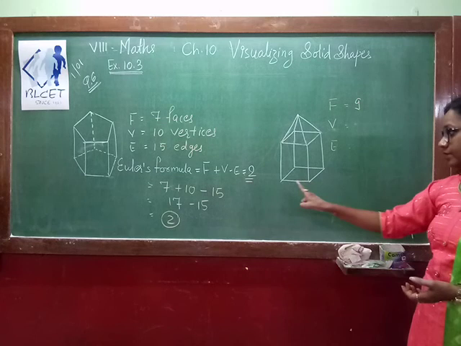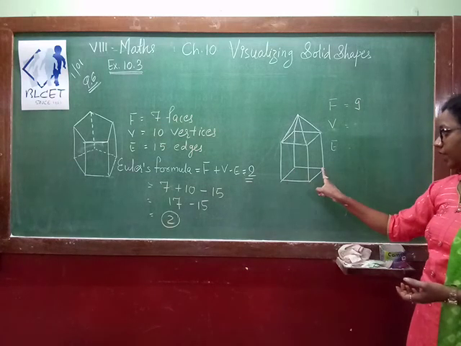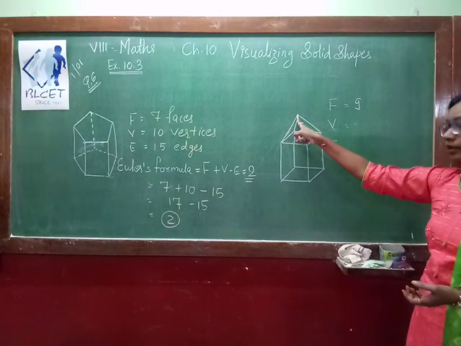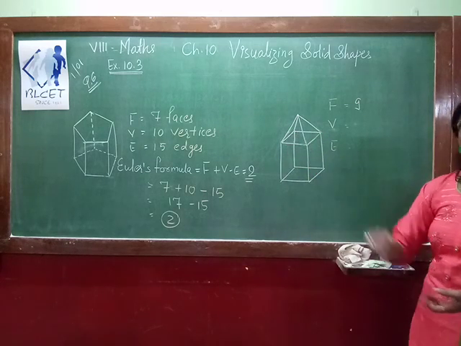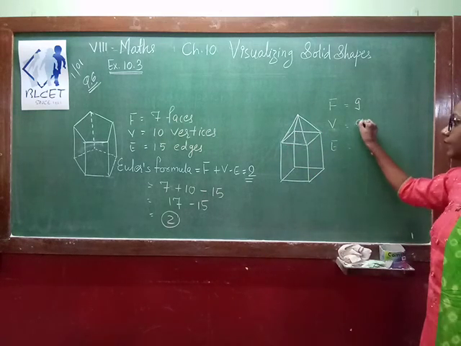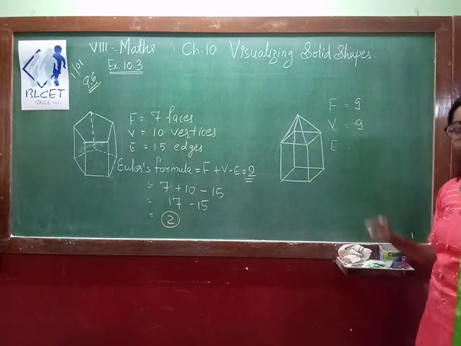Next, vertices: 1, 2, 3, 4 and the top one, 5, 6, 7, 8, 9. How many vertices? 9.